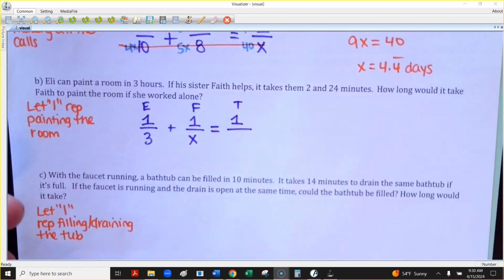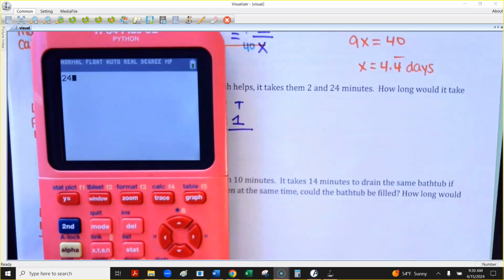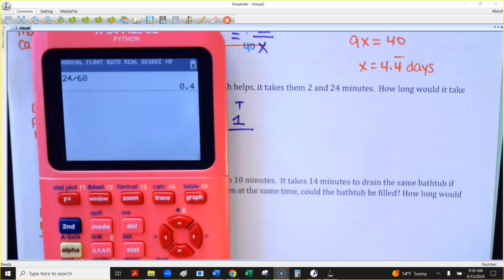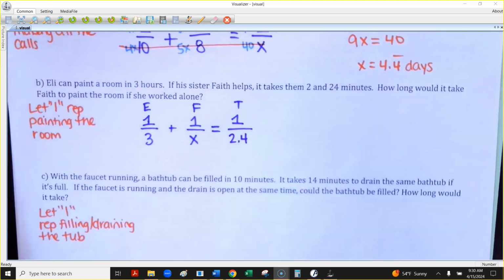Okay, you can't just write like 2.24, right? How would I convert 2 hours and 24 minutes into hours? Like, what would you do with the 24? Divide by 60. Okay, so let me just see what that is. If I do 24 divided by 60, that's 0.4. So then this would be 2.4. Ooh, yikes.